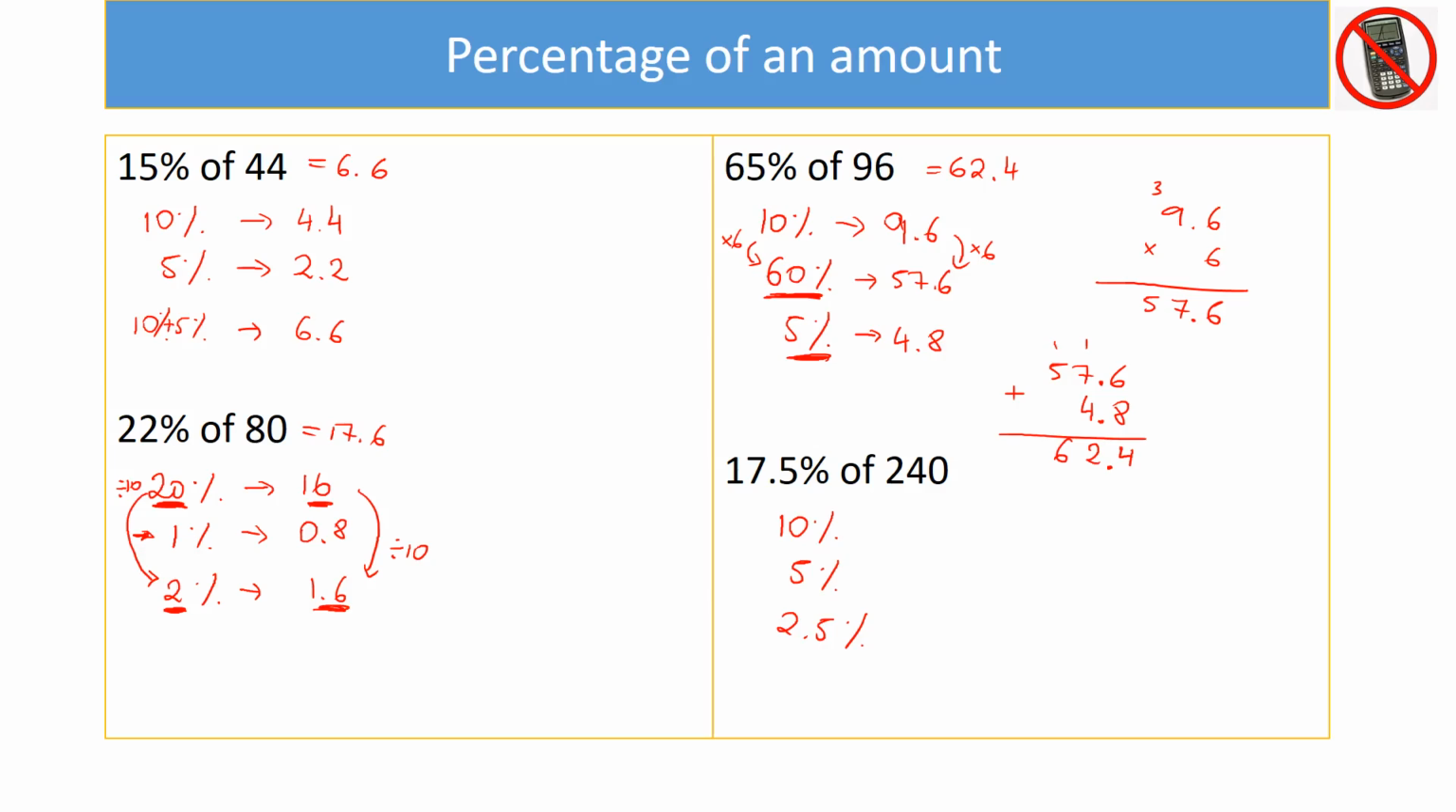because when I add those numbers, then I'll get 17.5%. So you need to think about how you can make that number. Now to work out 10%, we simply divide by 10, so that is 24. Now 5% is a half of 10, so that's 12. And then 2.5% is a half of 5, so that's 6. And to work out 17.5% of 240, we just need to add all the numbers. So that's 24 plus 12 plus 6, that is 42.